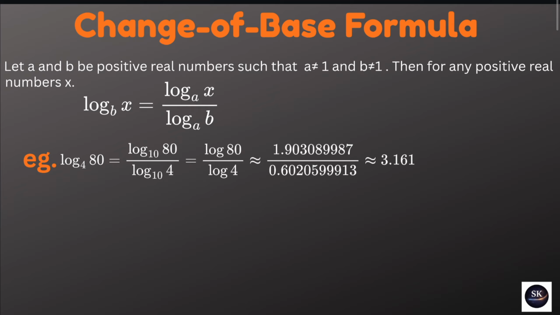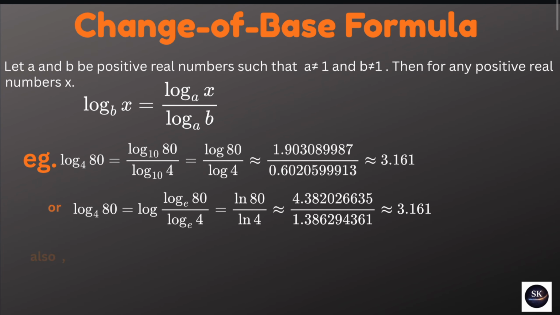So this way, if a question is given in a particular base and we don't know how to solve it, then we can just change the base to whatever we like to make the question easier. For example, log 80 to the base 4 can be written as log 80 to the base 10 divided by log 4 to the base 10. The values of log 80 and log 4 can be found using a calculator or a log table, and by using that we get the answer 3.161.